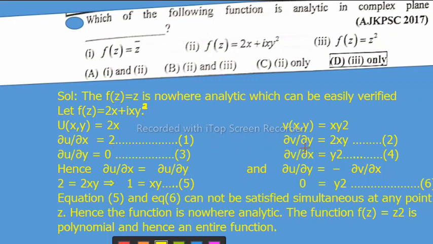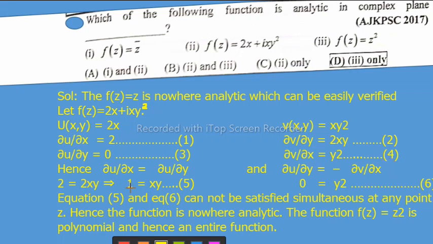Next, partially differentiate with respect to y, that is derivative of xy square is equal to xy, that is equation number second. Next, third equation, differentiate partially v with respect to x, so it is equal to 0, that is equation number 3. Next, partially differentiate with respect to x, so equal to y square, equation number 4.